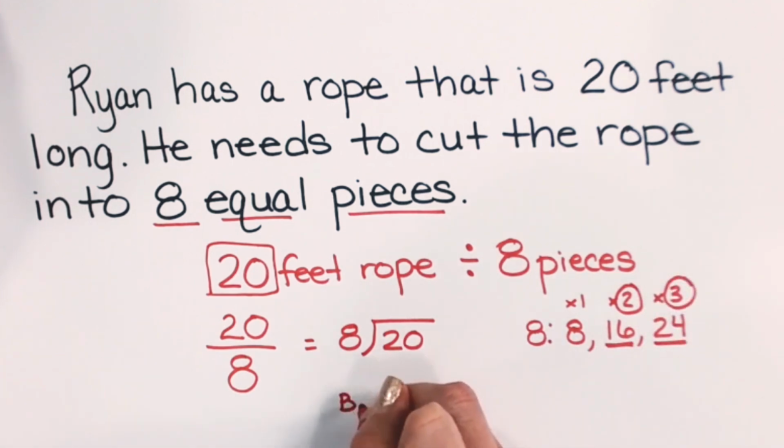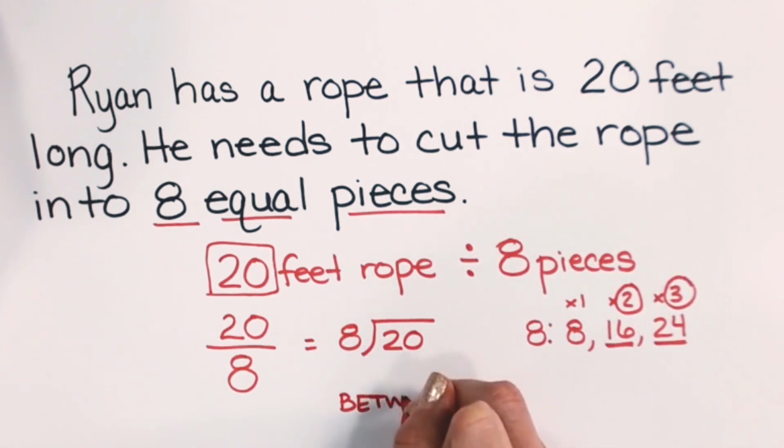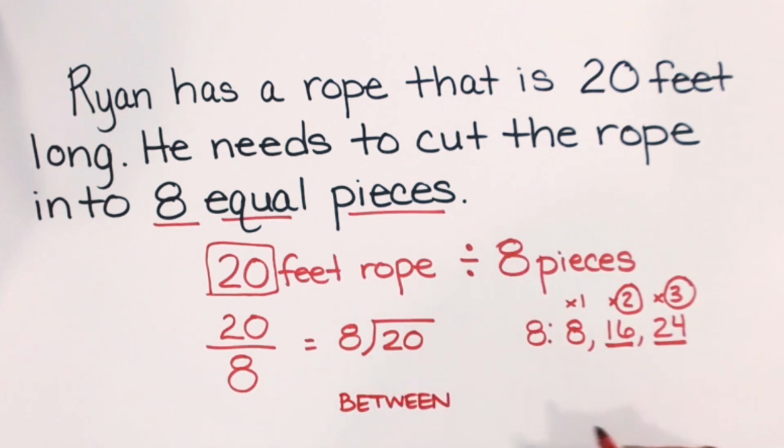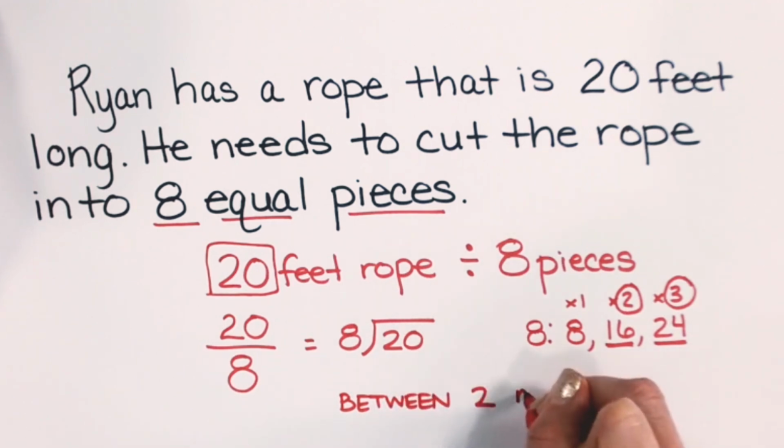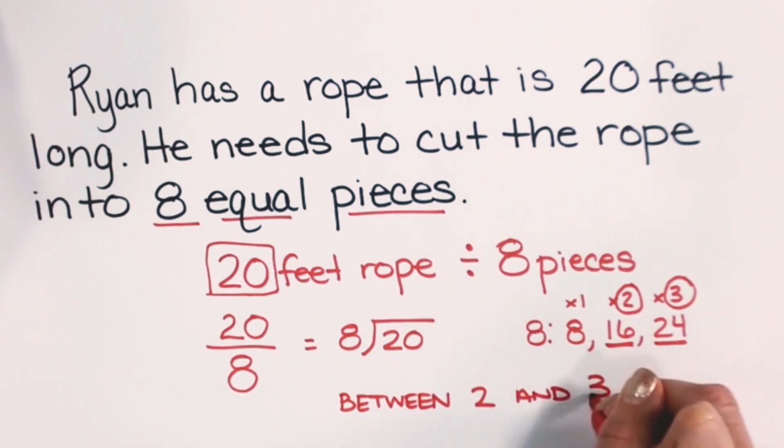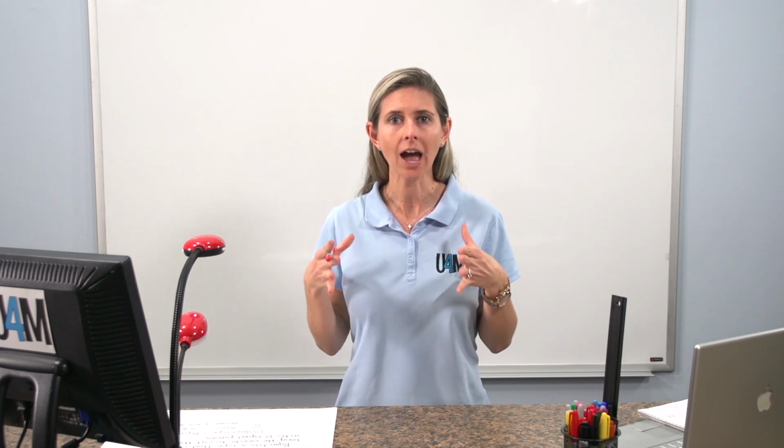So if I were to estimate, I could say that my answer will lie between the whole numbers of 2 and 3. Here we can see where writing out our math facts can really help us to estimate between which two whole numbers our answer will lie.